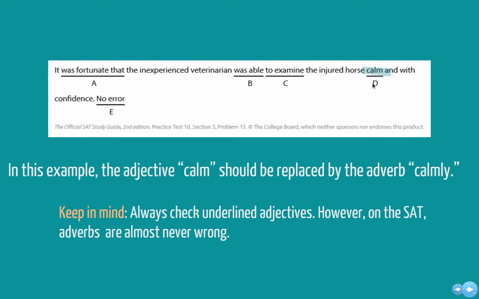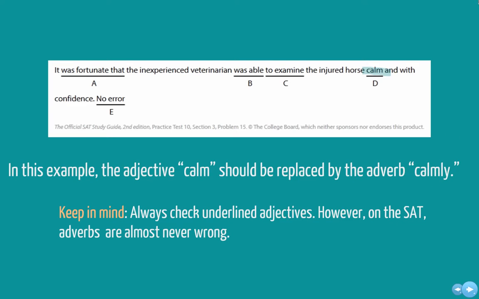Let's take a look at what it's describing. The word calm is describing the manner in which the inexperienced vet was examining the injured horse. Examining the injured horse is an action, so the word calm should be an adverb. However, as we know, calm is an adjective. It describes objects such as people or settings. Therefore, in order to correct this sentence, the adjective calm should be replaced by the adverb calmly.